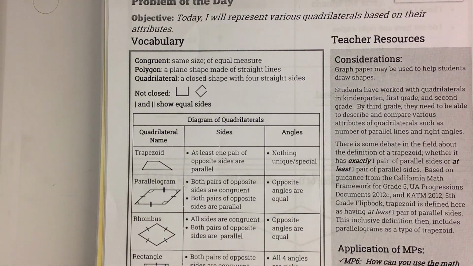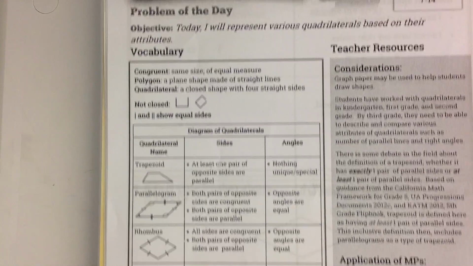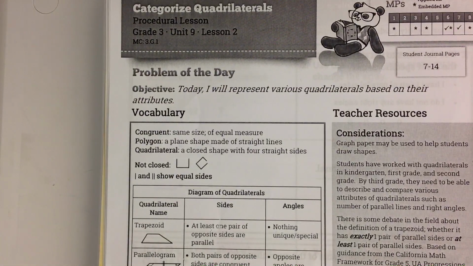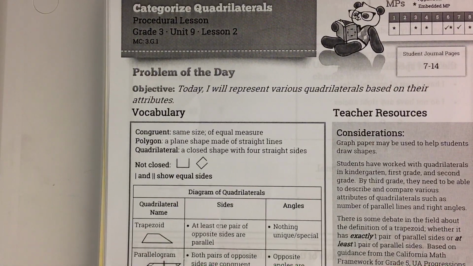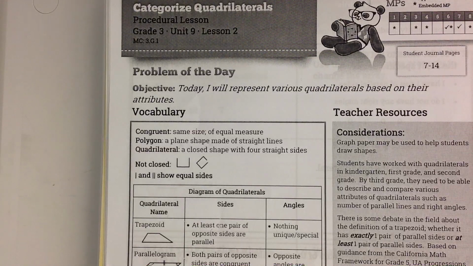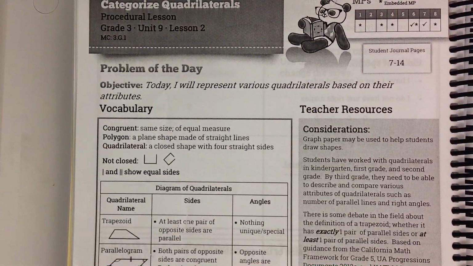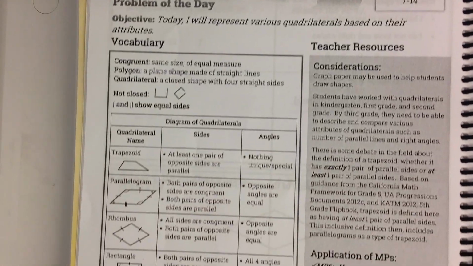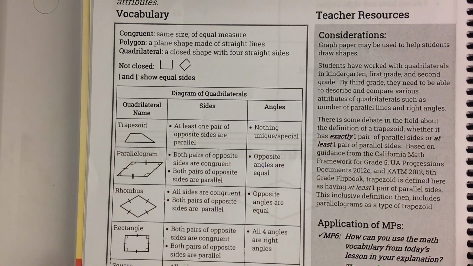All right, part 2 of our video. So if we look at this, we know that we are categorizing quadrilaterals at Unit 9, Lesson 2. And today we are representing various quadrilaterals based on their attributes. And I wrote in your daily assignments yesterday that it's really important to know what an attribute is.